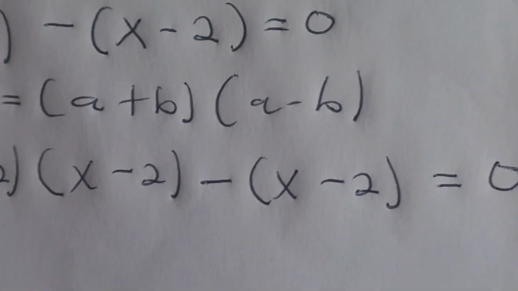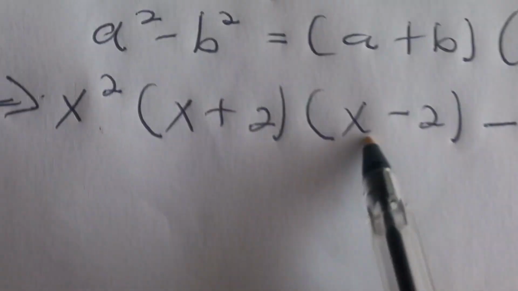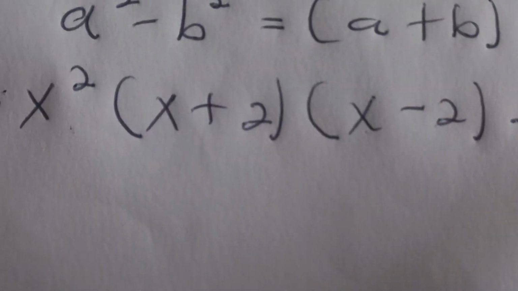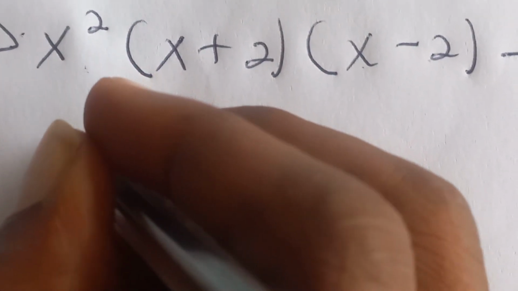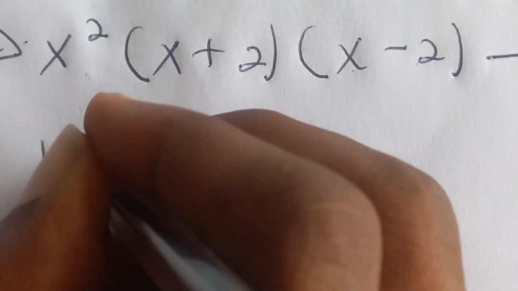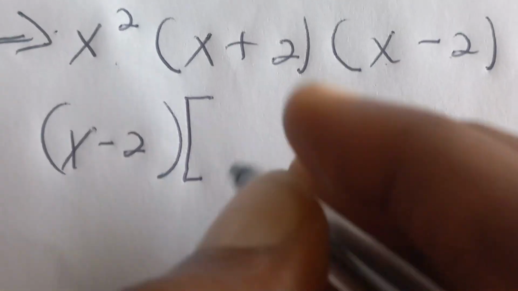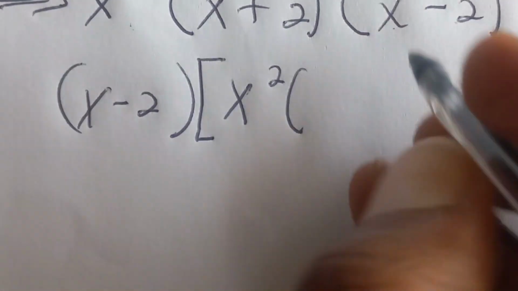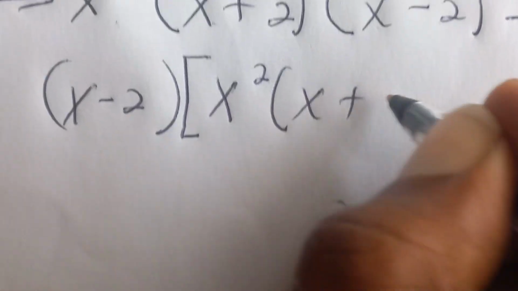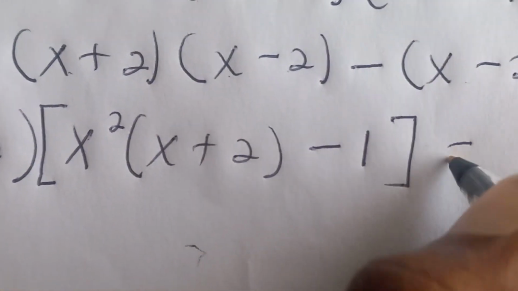Now looking at this, we have some common terms here. We have x − 2 here and x − 2 there too. So we are going to get (x − 2) outside, then open a square bracket: x²(x + 2) − 1 = 0.